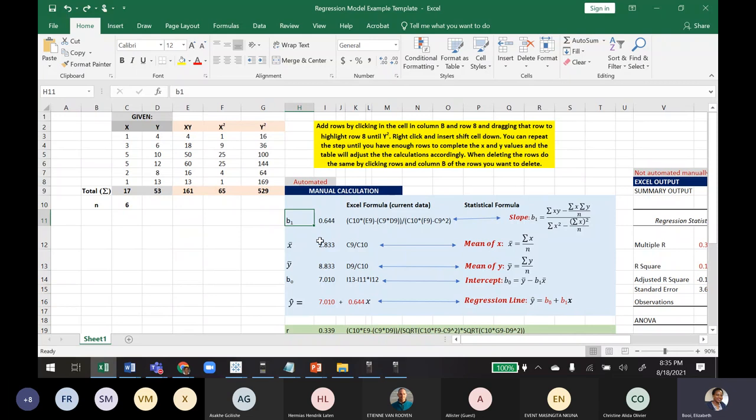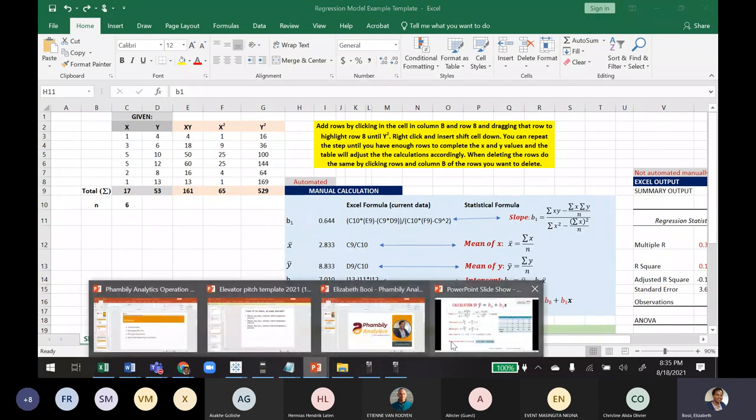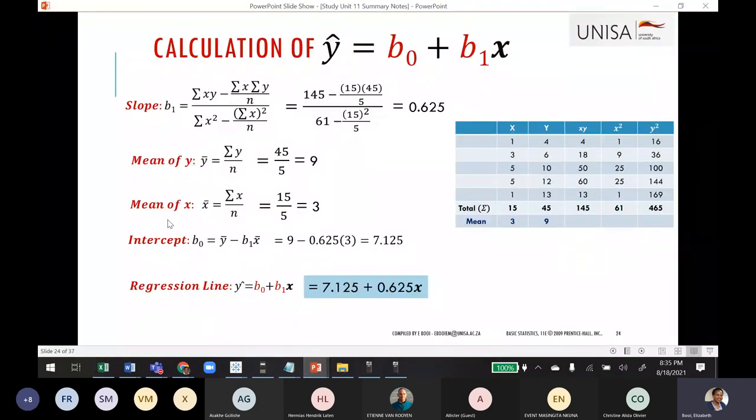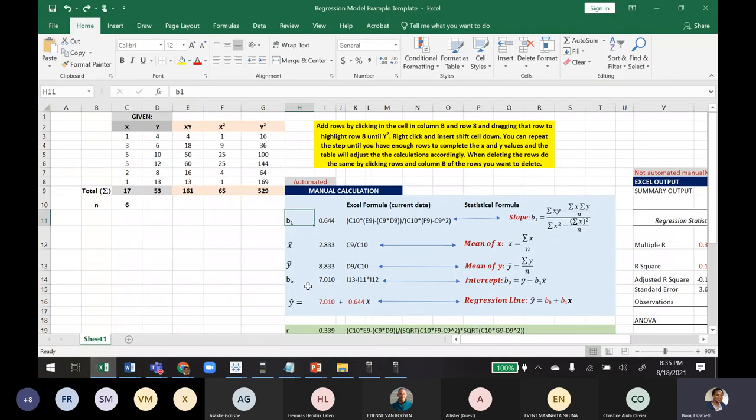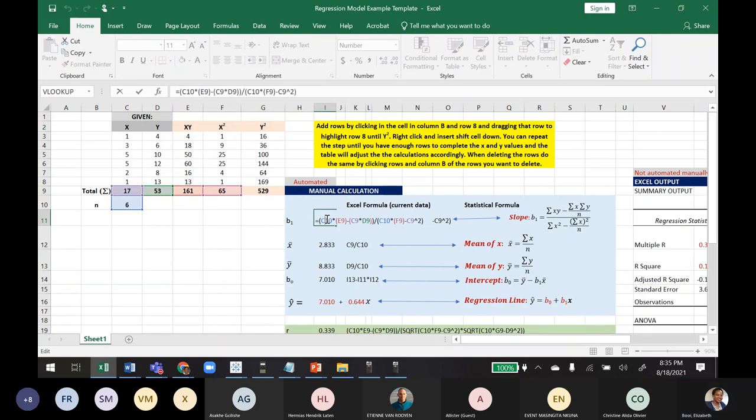So what I did was calculate the intercept, like we had on our presentation. We have the slope, the mean of Y, all of them the way they are. I went and I calculated each and every one of them, and I'm just showing you the formula in case you don't understand how we calculated it there. So you can see, I'm saying C10 times C, so you will just look at that. For B1, it just tells you what I am doing right here.